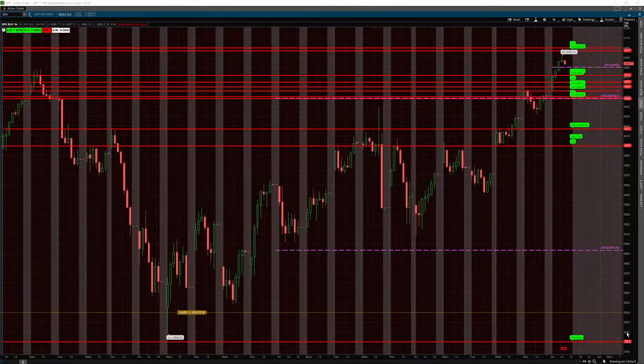Here's the put wall way down here at 3,800. That's the strike with the largest net negative gamma that can be expected to act as support. And here's the 4,000 level. That is the absolute gamma strike, the strike with the largest absolute gamma. That's also the volatility trigger. That's Spotgamma's proprietary gamma flip level.